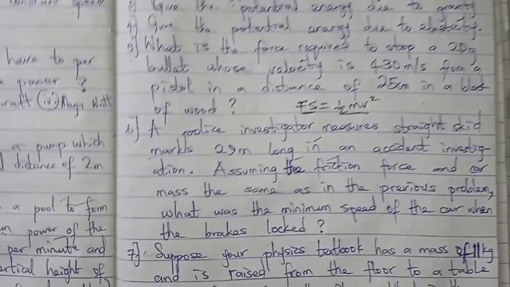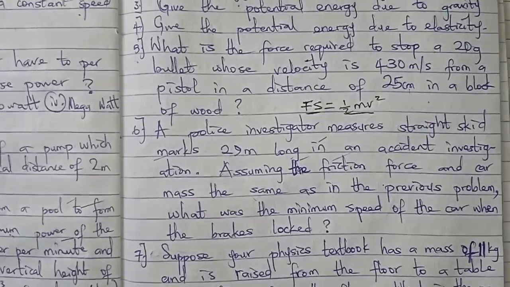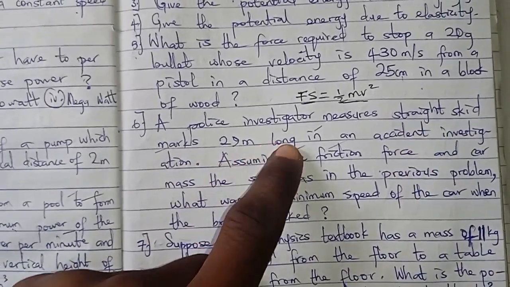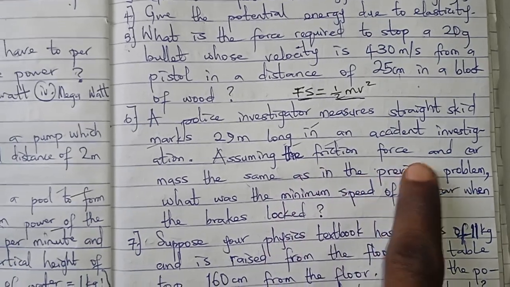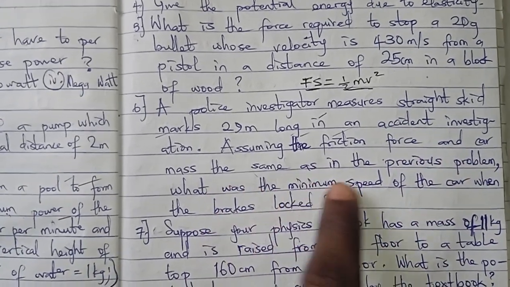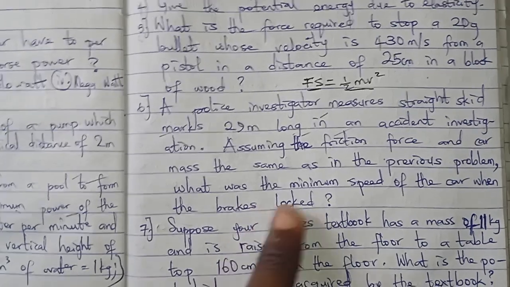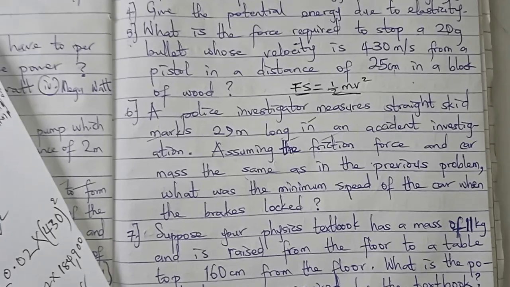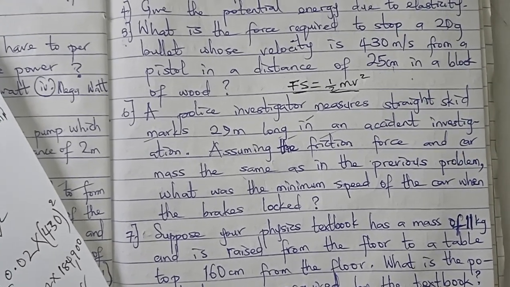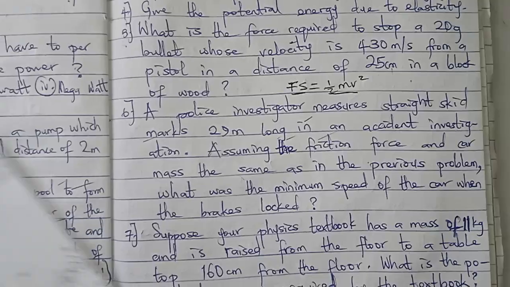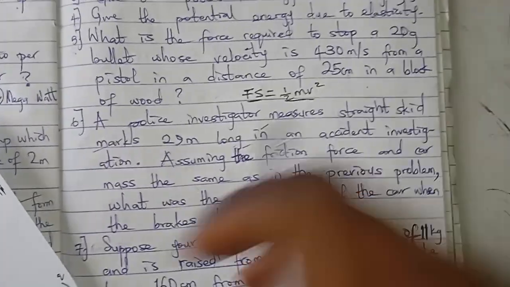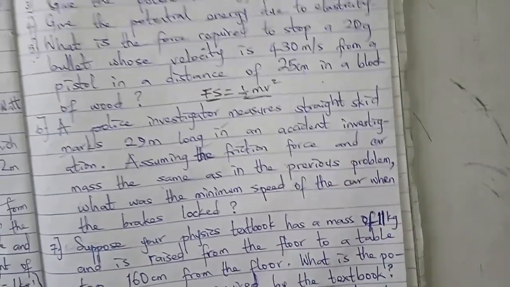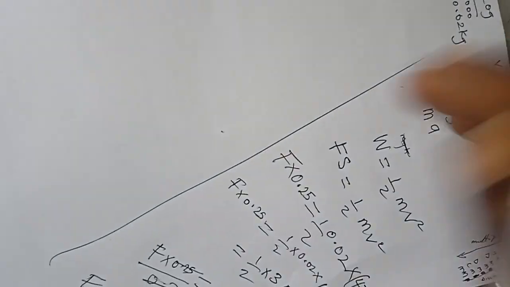Okay, let's look at the next question so that we'll call it a day. A police investigator measures straight skid marks 29 meter long in an accident investigation. Assuming the friction force and car mass the same as the previous problem, what is the minimum speed of the car when the brakes locked? Remember, we got this one using work equals to half mv squared. So let's try to look at this question now.